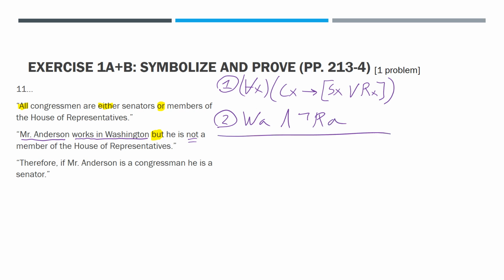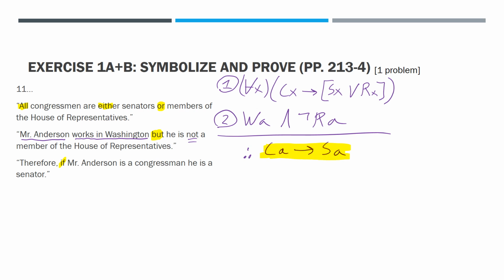Conclusion, we have a conditional. If Mr. Anderson is a congressman, he is a senator. So we'll say capital C, lowercase a, arrow, capital S, lowercase a. If Mr. Anderson is a congressman, then Mr. Anderson is a senator.